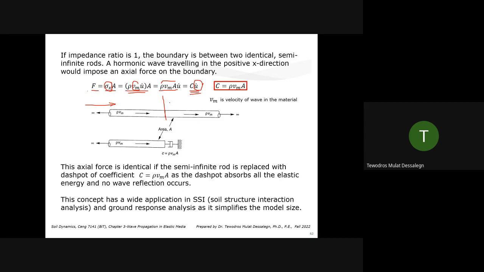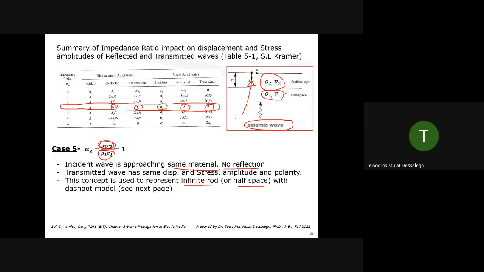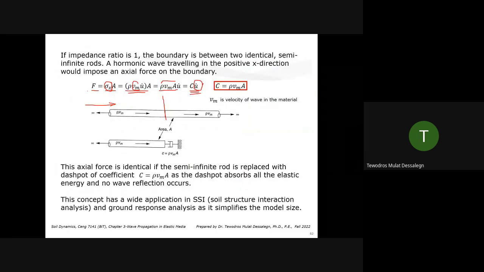Now, the last case we have seen is, if we are entering the same material, there is practically no difference, which means let's assume these two materials are the same. The density times V material, the density times V material. So it's like having a very long rod, infinite distance. So we can cut it somewhere and represent this portion by the damping force we just developed.